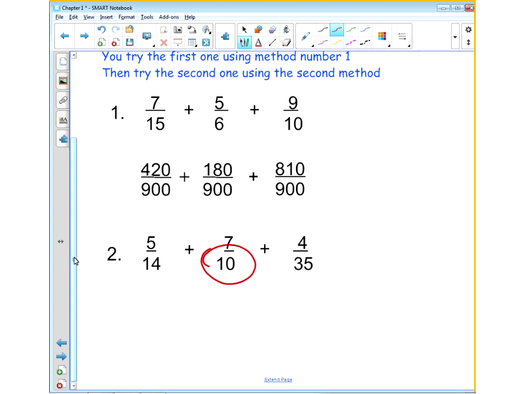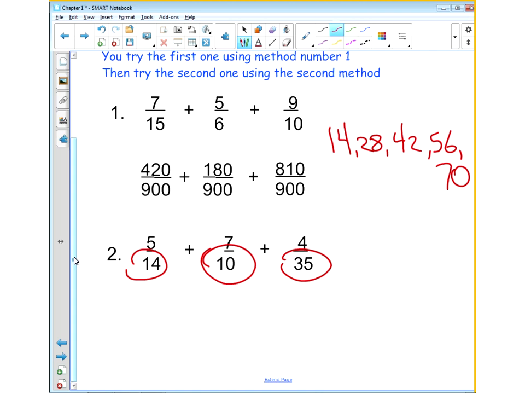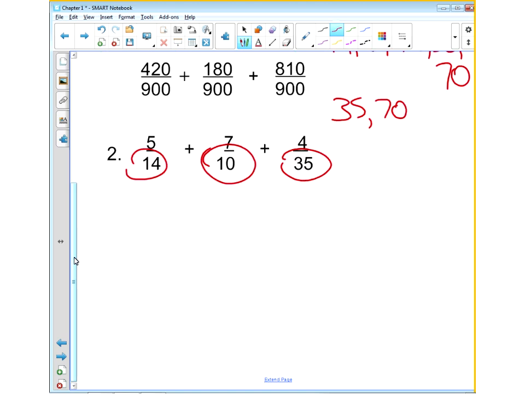So I need to find multiples of 14 and 35 that end in 0. So I've got 14, 28, let's see, 42, 56, and then 70. There's a 0. And then I've got 35, which is 35, and 2 times 35 is 70. So my least common denominator is going to be 70.